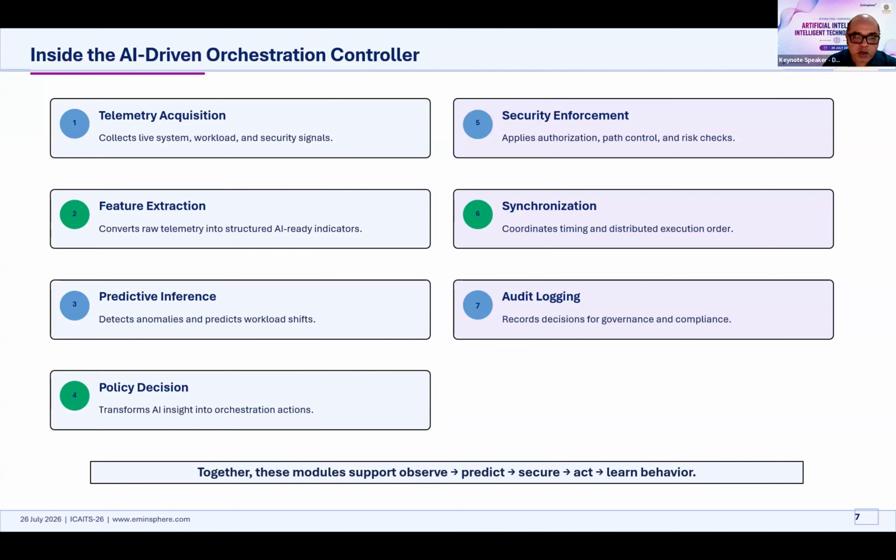Then we have security enforcement, which validates whether the proposed action is authorized and acceptable from a risk perspective. Then we have synchronization, which coordinates execution across distributed nodes. And finally, audit logging, which captures the decision, reasoning, context, and resulting action. So collectively, these seven functions create a system that can observe, predict, secure, act, and learn.